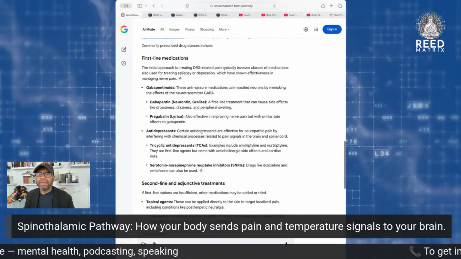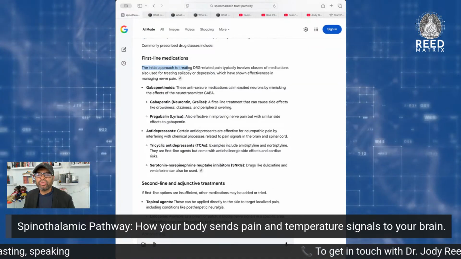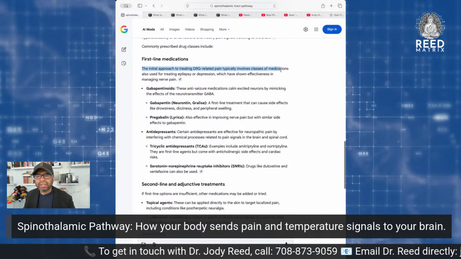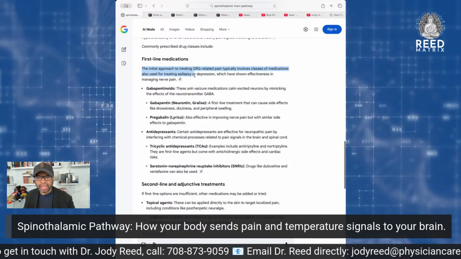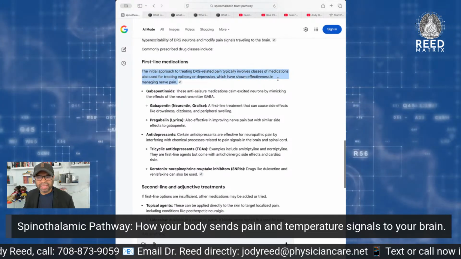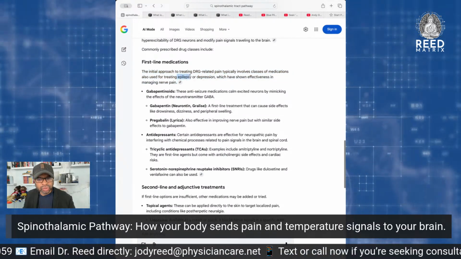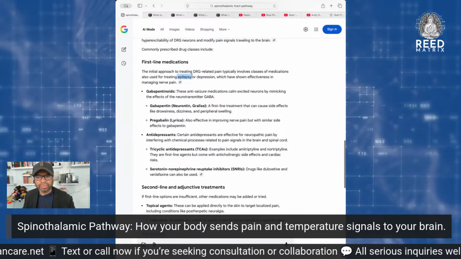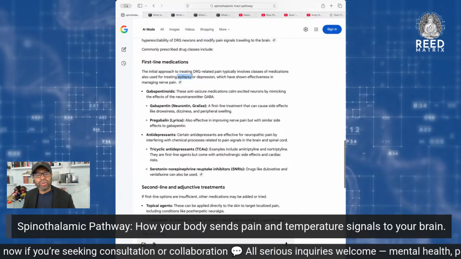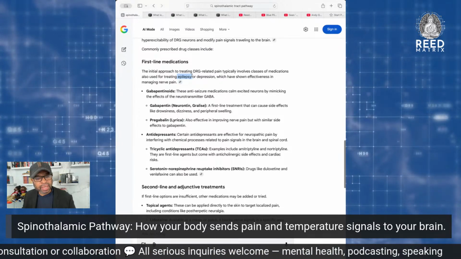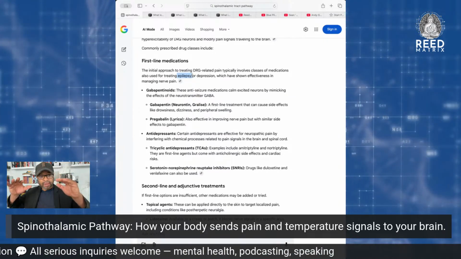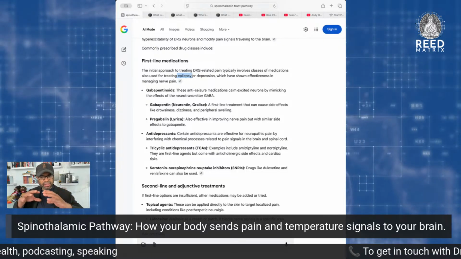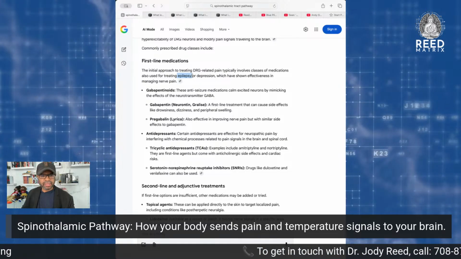Commonly prescribed medications: the initial approach to treating dorsal root ganglion related pain typically involves classes of medications also used for treating epilepsy or depression, which have shown effectiveness in managing pain. The medications used to treat epilepsy basically raise the threshold for action potential and slow the traffic down on all of the networks. So medications like Depakote slow down the electrical activity, and I think because you're dialing things down, you're further away from that seizure threshold, right?